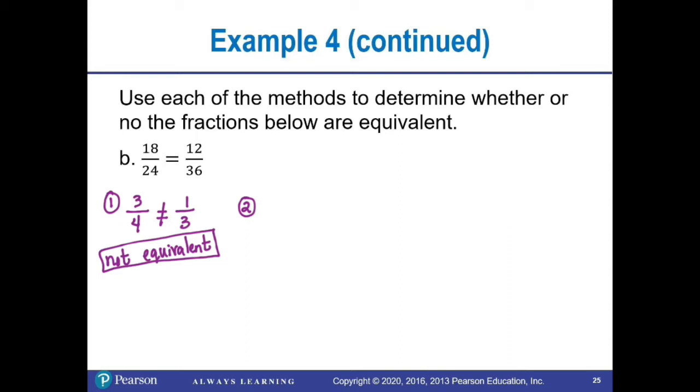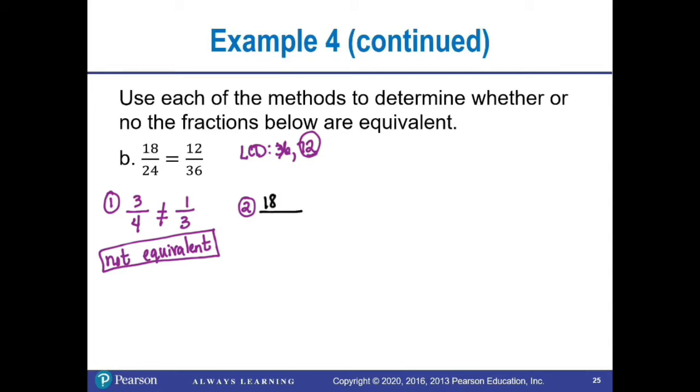The second method asks us to find our LCD. To find the LCD, I start with the largest denominator, which is 36. 24 does not divide into 36 evenly, so that is not my LCD. The next multiple of 36, in other words, 36 times 2, is 72. 24 does divide evenly into 72, and so my LCD here would be 72.